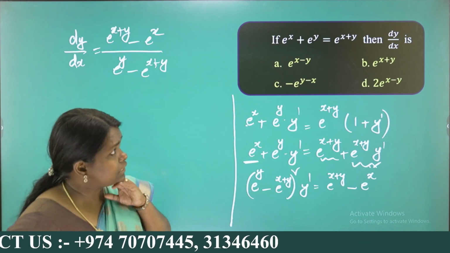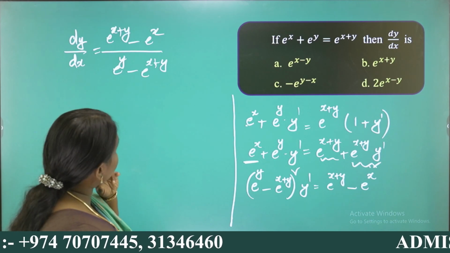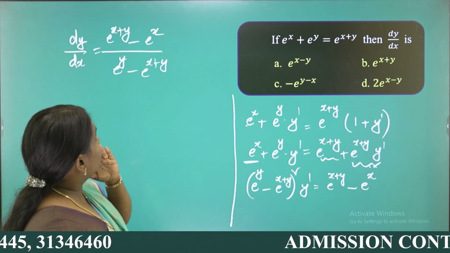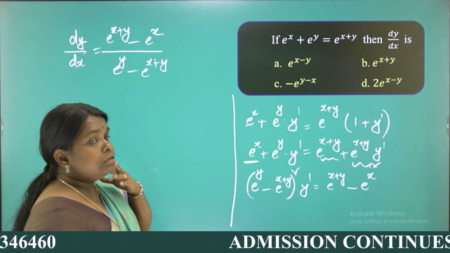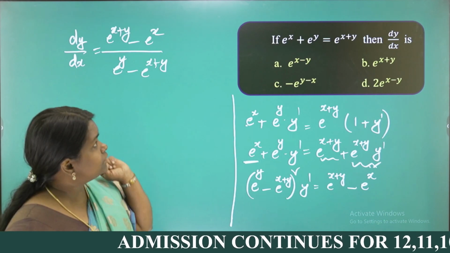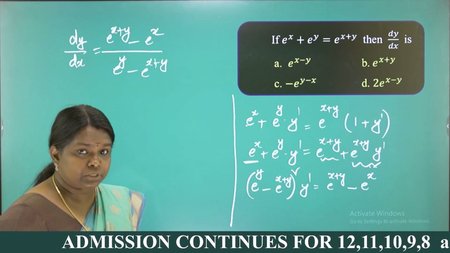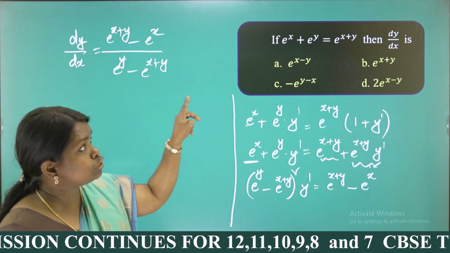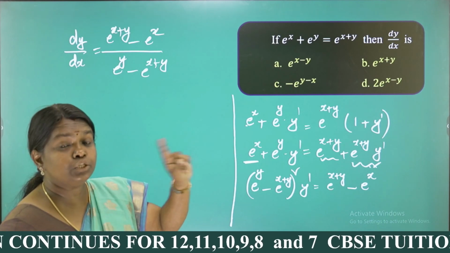This is what I'm getting, but I don't have that kind of option. This is the answer I'm getting, but that answer is not there in the options. So what to do? Look at the question, dears. What is e^x plus e^y? It is e^(x+y).